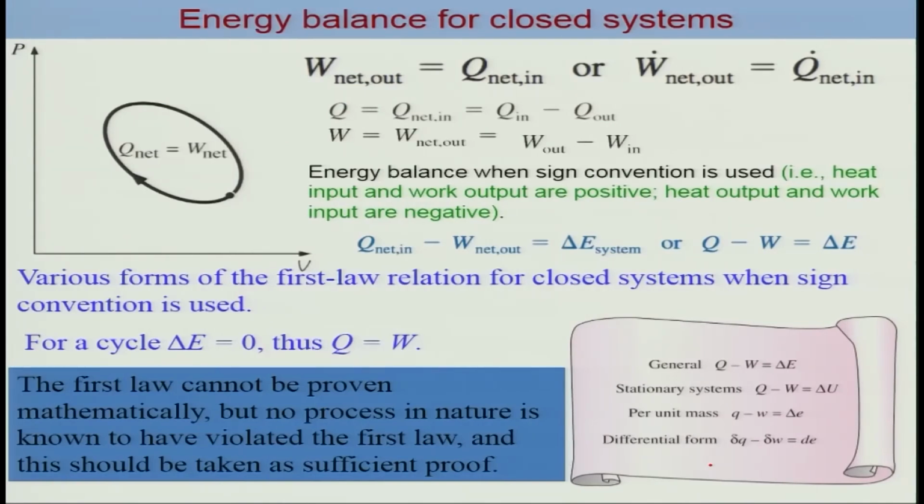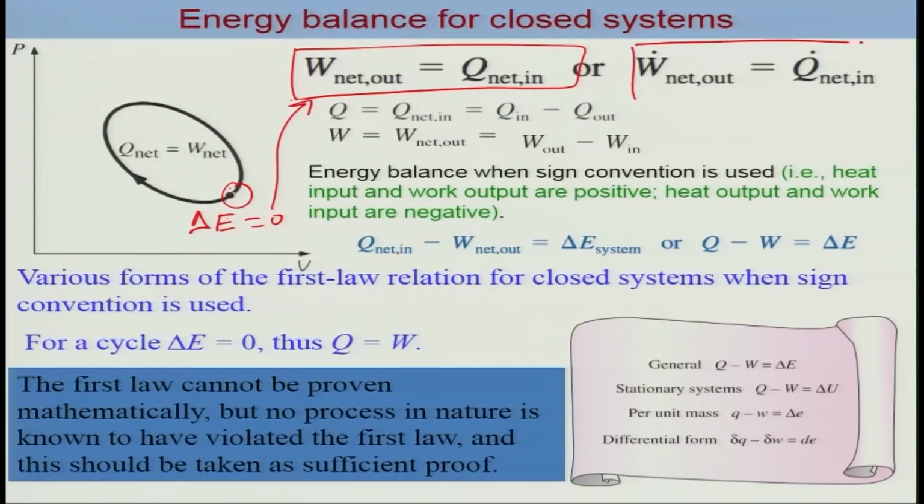So we are aware of the fact that W net will be equal to Q net for a cyclic process. So this is a cyclic process and it returns back here, hence in this case your delta E should be 0 and thus your W net out is the same as Q net in. You can write it in this form, where W net out is nothing but the work the system does on the surroundings minus the work the surroundings do on the system, and similarly Q in minus Q out. So by putting in and out as subscripts, we have already defined the sign of heat as well as work.